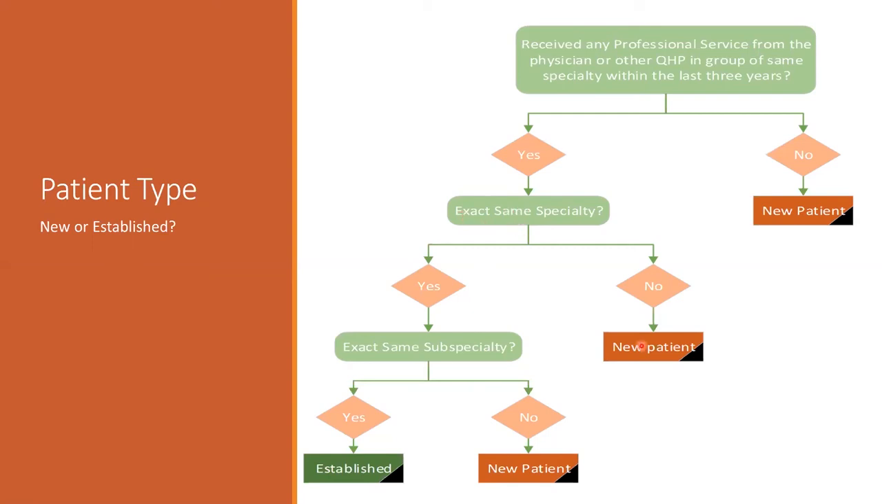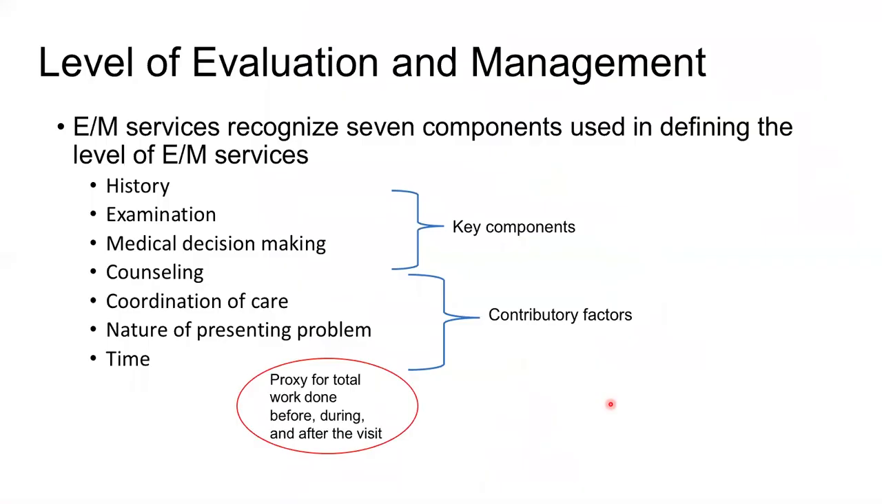If it's the exact same specialty, then it would follow that 3-year rule and be a new patient if they haven't been there. But if they have been seen in the last 3 years, then they're considered established. So it's pretty easy when you think about it. They're either new to your practice and haven't been seen in 3 years, or they have been seen by the practice, by you or another provider, and then they're established.